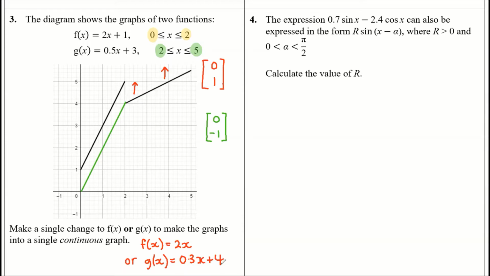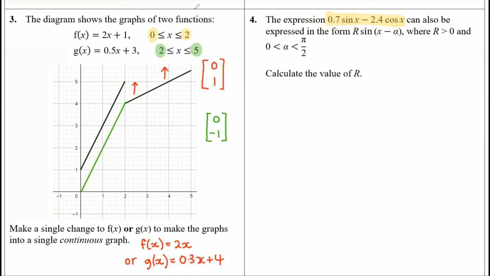Okay, and moving on to question 4, we have a bit of revision of the harmonic trig function stuff that we've done recently in this chapter. So we have a linear combination of sines and cosines with coefficients 0.7 and 2.4. And what we're asked to do is just to find the value of r. So we're not asked for the alpha and the full thing, just the value of r.